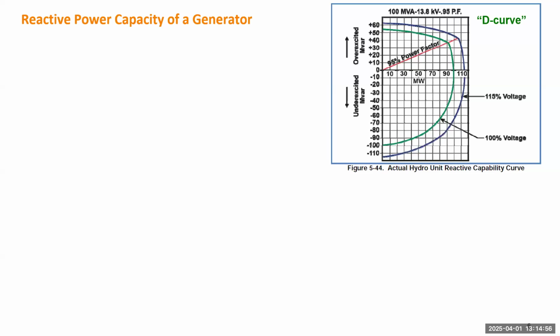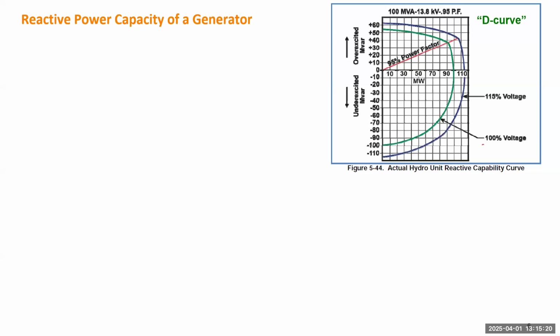Okay, so that will determine whether you operate in the top, which is the over excited condition, or the bottom, the under excited condition. And this boundary is like a D, a letter D. That is the boundary of the generator. So you're safe to operate within this boundary.